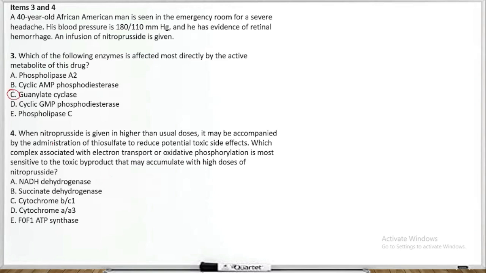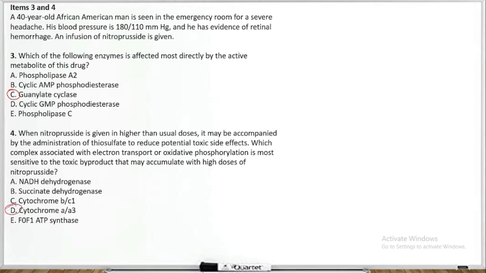Question 4 now. When nitroprusside is given in higher than usual doses, it may be accompanied by the addition of thiosulfate to reduce potential toxic side effects. Which complex associated with the electron transport chain or oxidative phosphorylation is most sensitive to the toxic byproduct that may accumulate with high-dose nitroprusside? The answer is cytochrome a, also called complex 4.